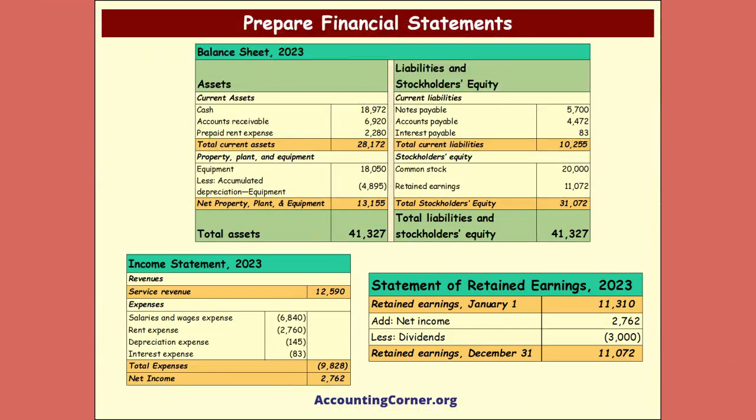Here you can see all three financial statements, which were prepared from the data given in the adjusted trial balance.